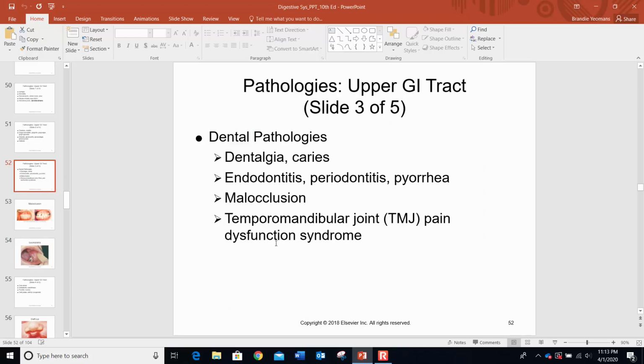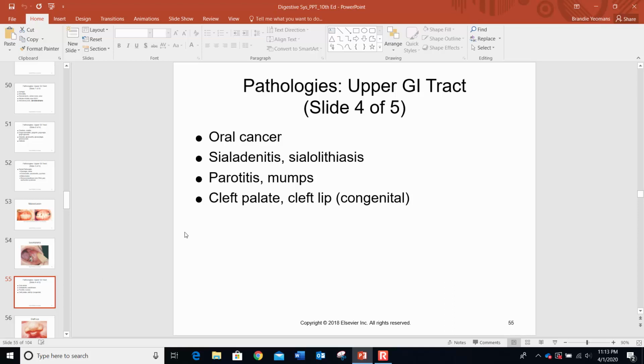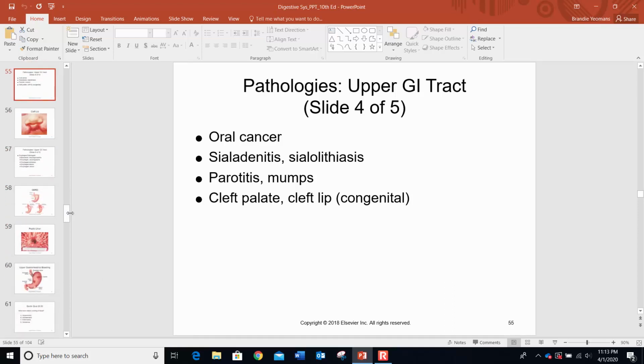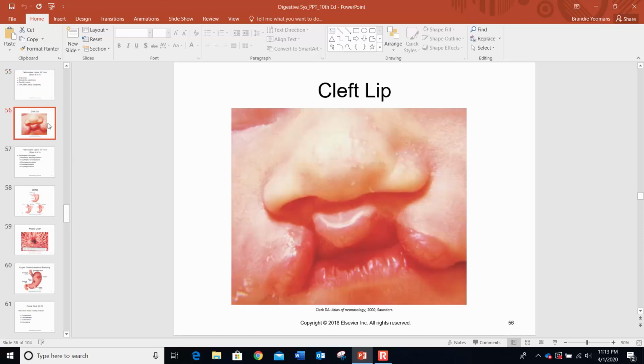Temporomandibular joint pain, which is TMJ, that often causes a lot of dental problems where we will see patients have some malnourishment because they're unable to eat anything but soft foods.